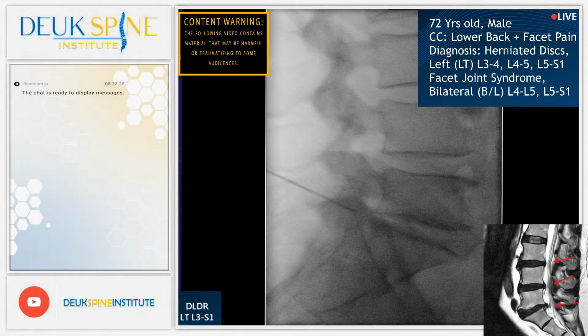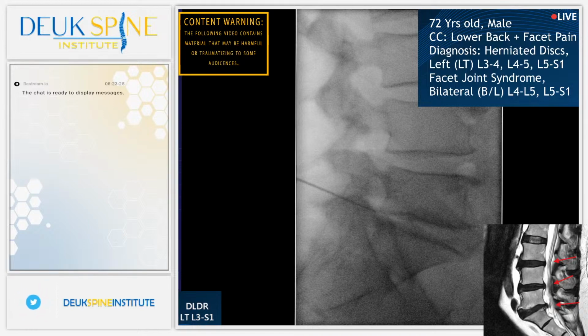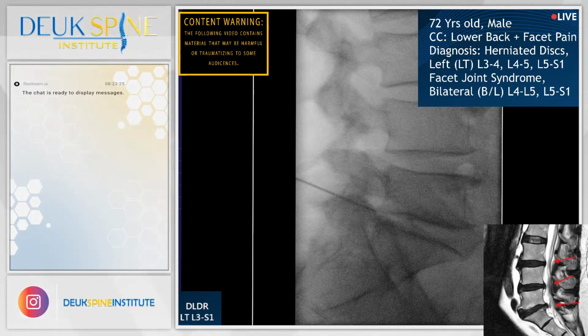So we know he's got 3 discs that are causing his back pain, and 4 facet joints, 2 left, 2 right. AP? We're almost where we need to be at L5-S1. We're going to fix the L5-S1 disc herniation, the L4-5 disc herniation, the L3-4 disc herniation.